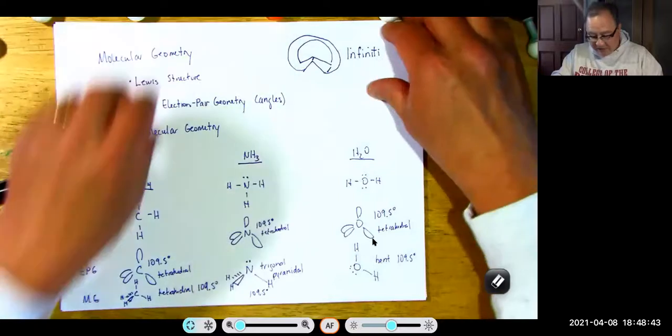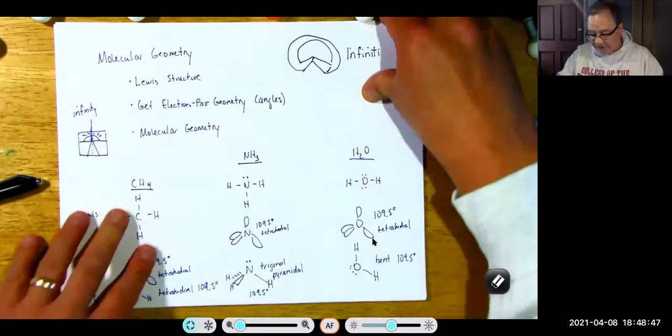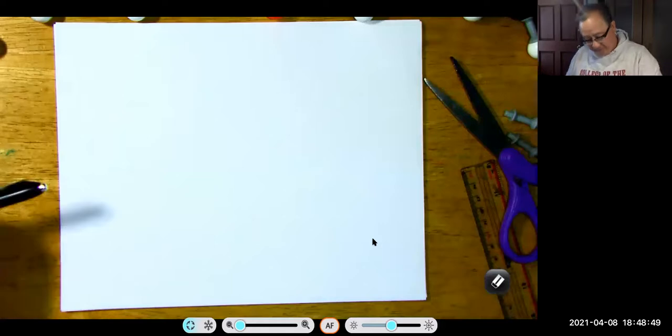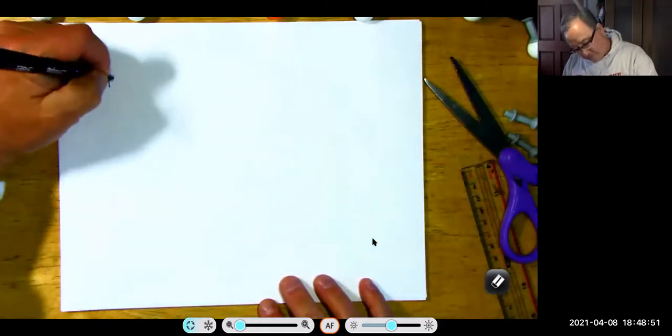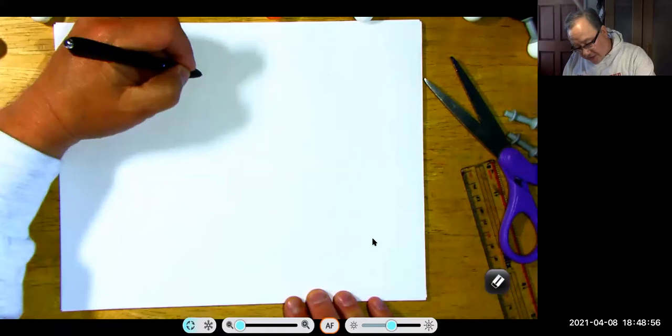Okay, now you did ask about the H3O plus compared to all of these, and let's take a look at that, okay? Okay. So first of all, the Lewis structure is going to look like this.